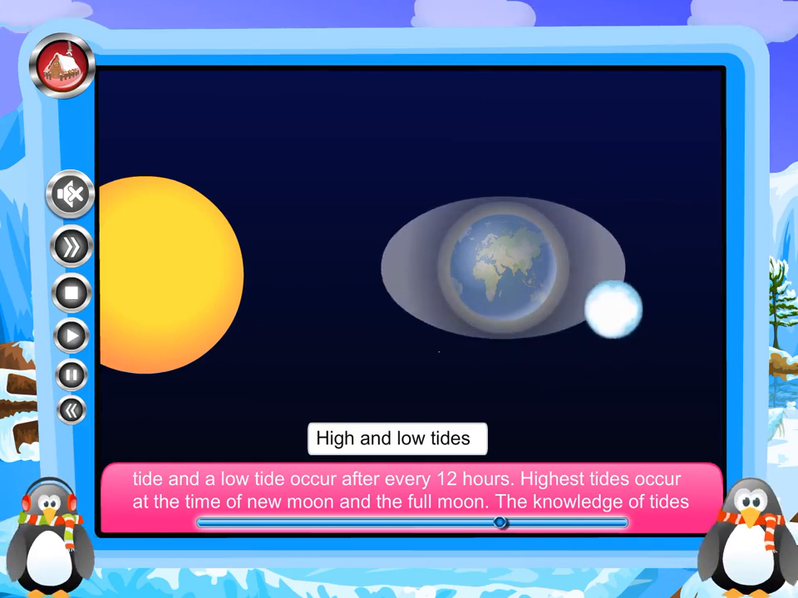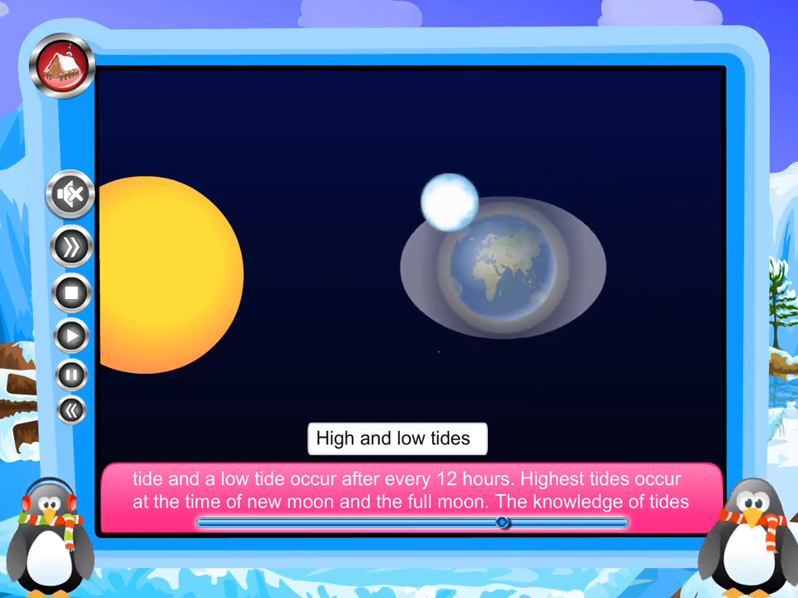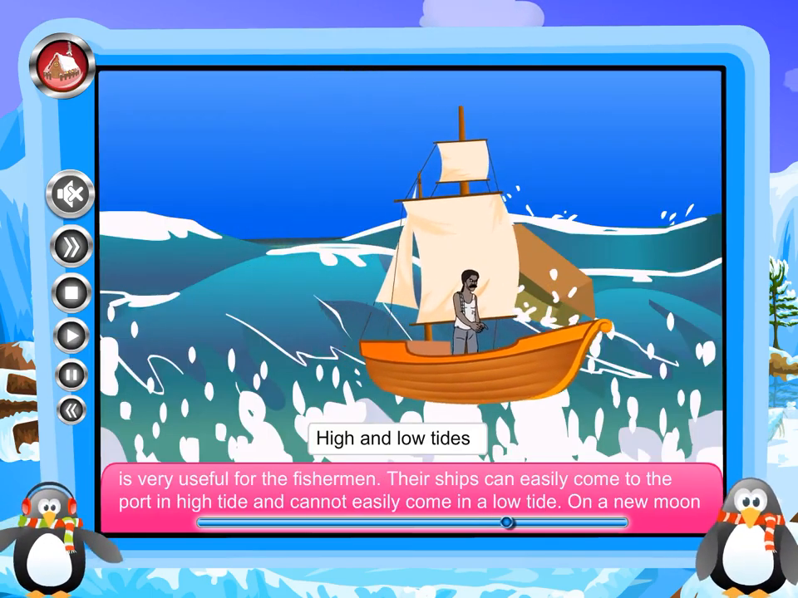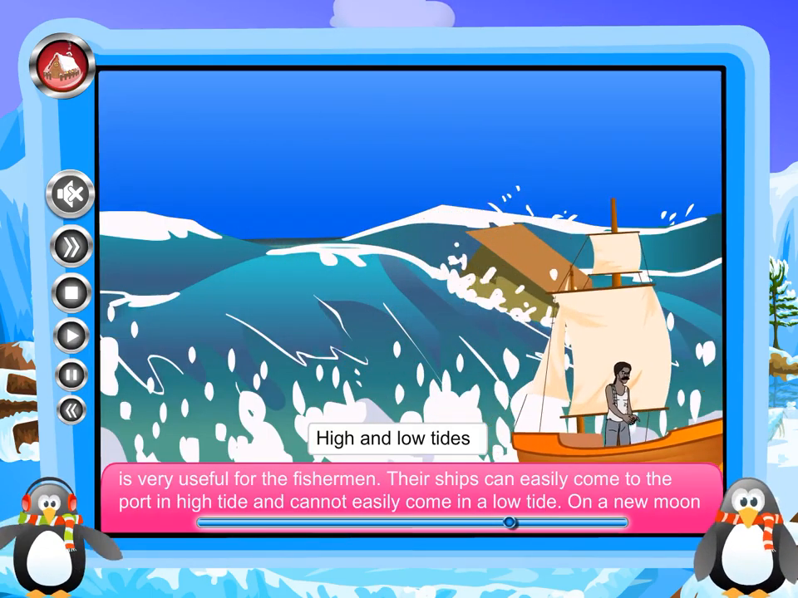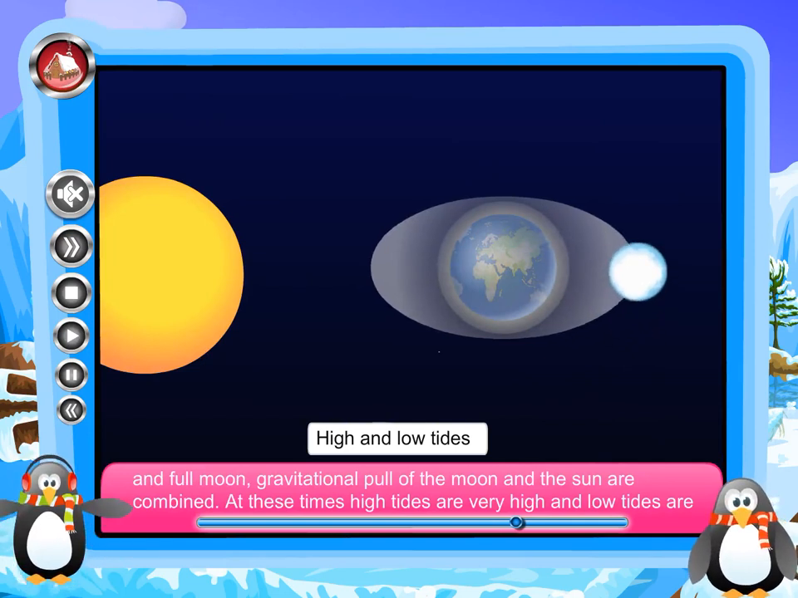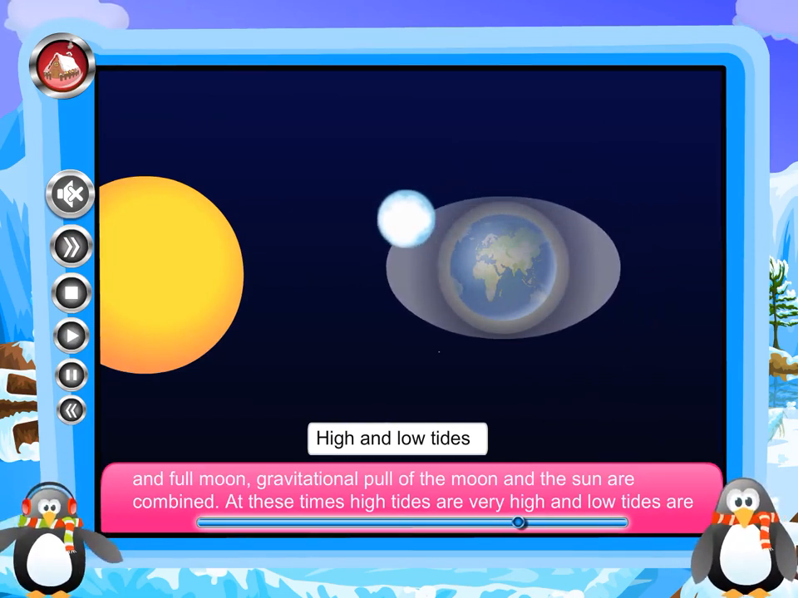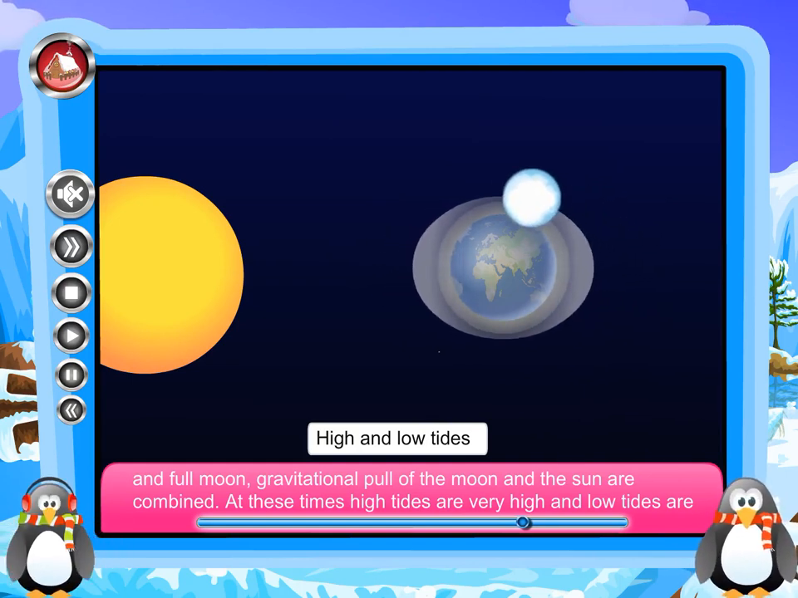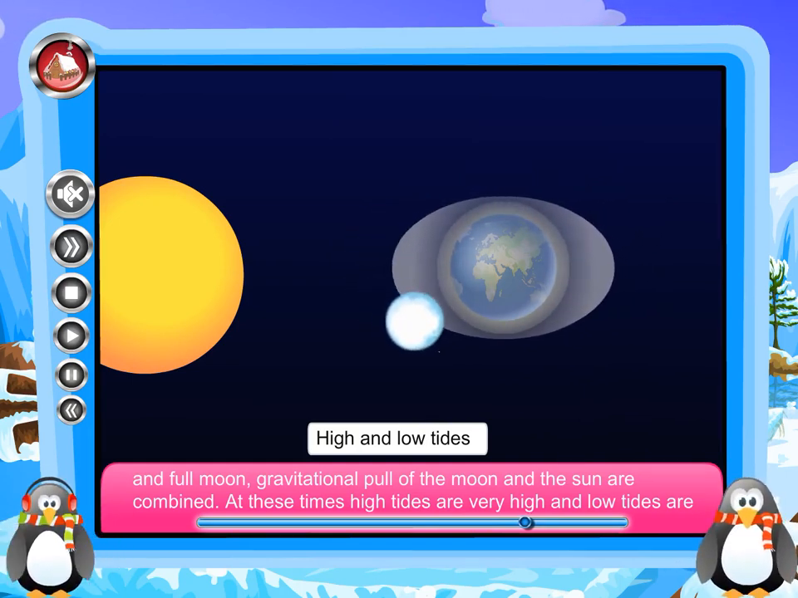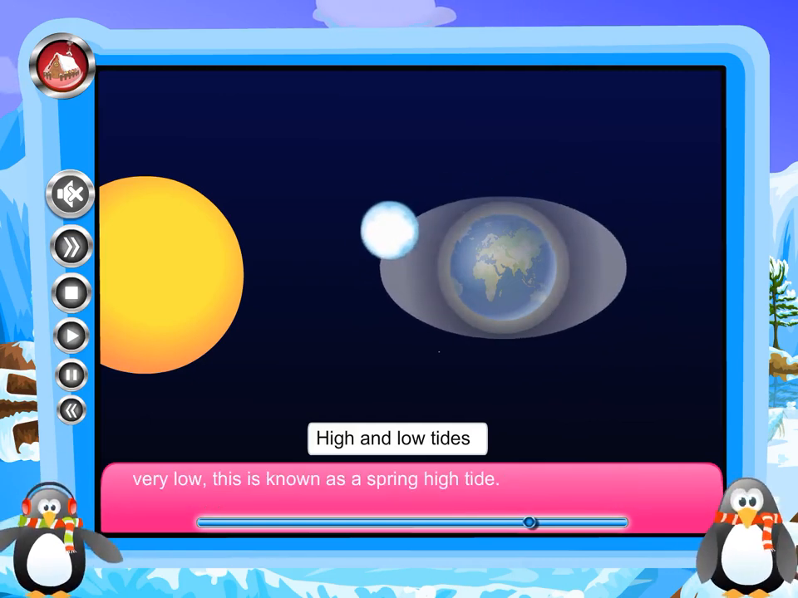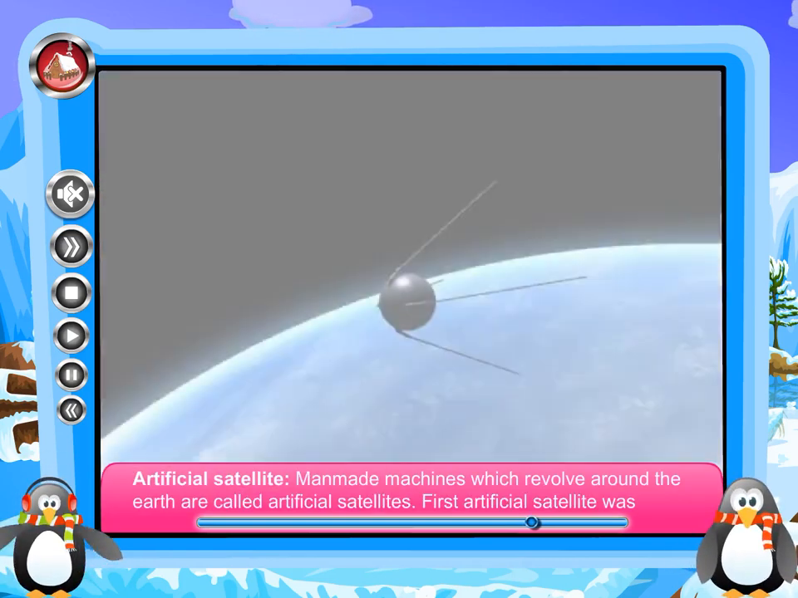Highest tides occur at the time of new Moon and the full Moon. The knowledge of tides is very useful for the fishermen. Their ships can easily come to port in high tide and cannot easily come in a low tide. On a new Moon and full Moon, the gravitational pull of the Moon and the Sun are combined. At these times, high tides are very high and low tides are very low. This is known as a spring high tide.